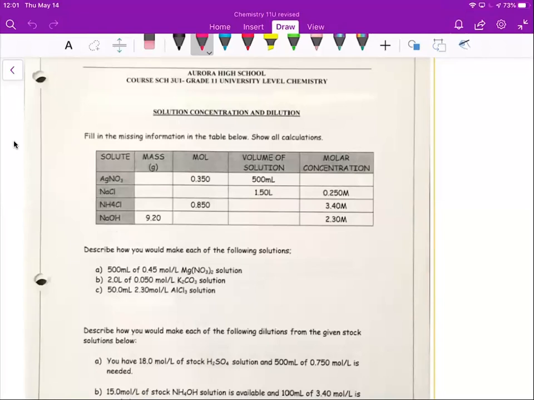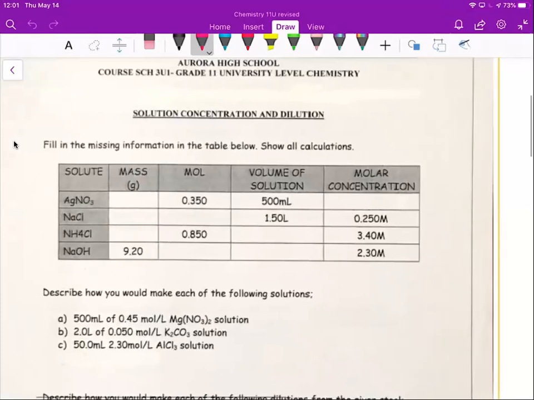Okay, so what we're going to look at here, I'm just going to do one of these examples in the table. We have mass, mole, volume of the solution, and the molar concentration. So we have mass, which is lowercase m, number of moles, which is n, volume of solution, which is V, and then molar concentration, which is C. Now, molar concentration, I'll either write it as moles per liter or molar mass. Let me make this a little bit easier to see.